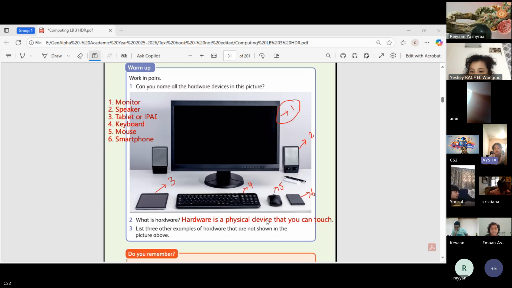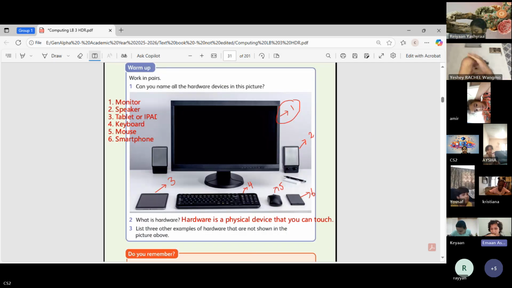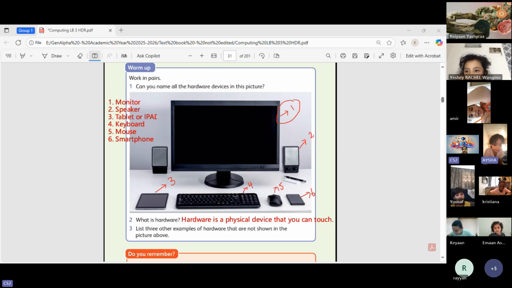Can you wait? So done? What to do? So you can see the definition of hardware here. So you can write the definition. Ma'am, can I take a screenshot of this because I am late? Now only the students have started writing. So you can write it, Aisha. Okay, ma'am. Thank you.